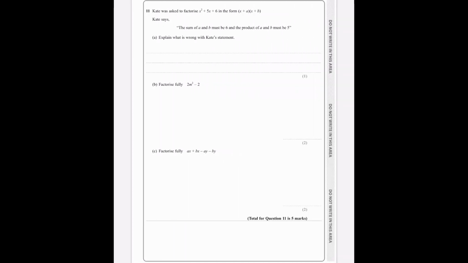For question number 11, Kate unfortunately has got them mixed up. The sum should be 5 and the product should be 6. If I had £1 for every time I've seen that mistake, I would be a millionaire.